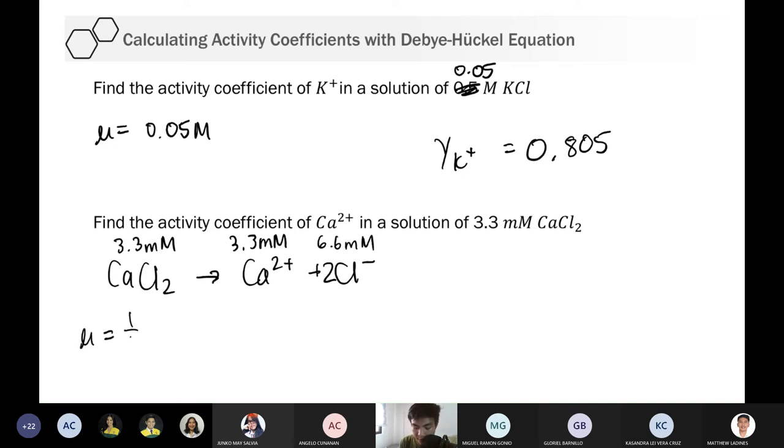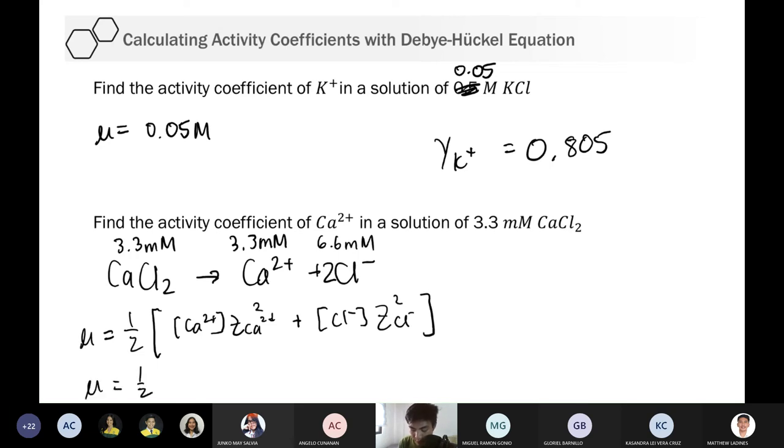So to solve for mu, that will be 1/2 the concentration of calcium ion times the charge of the calcium ion squared, plus the concentration of chloride ion times the charge of the chloride ion squared. So that is 1/2. Concentration ng calcium is 3.3 millimolar times, yung charge niya ay 2, so that's 2 squared, plus concentration ng chloride, that is 6.6 millimolar, times the charge, negative 1 squared. Ito, calcu ko na, no? Ayoko na pahirapan sarili ko. Calcu. So, quote na. That's 3.3 times 2 squared plus 6.6 times negative 1 squared.